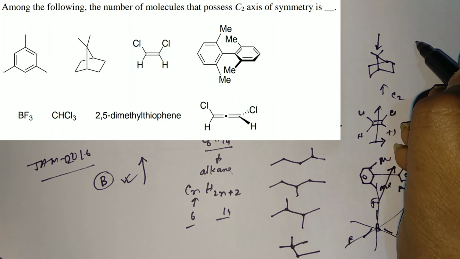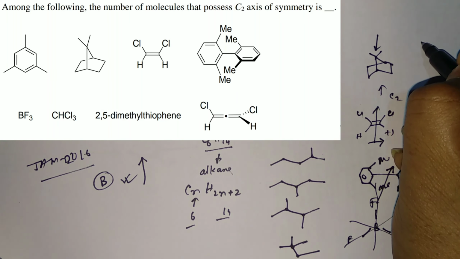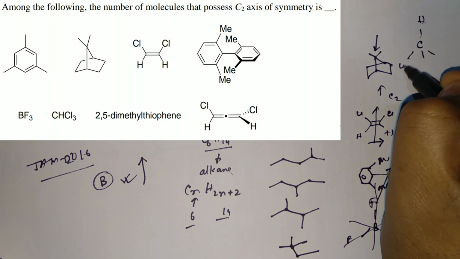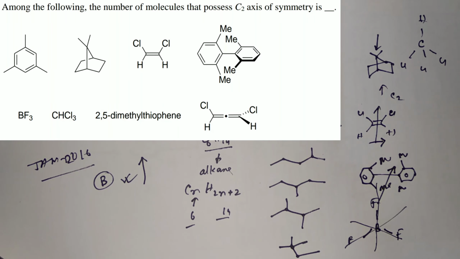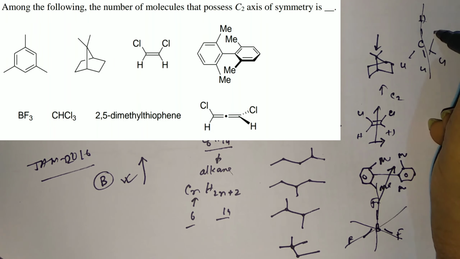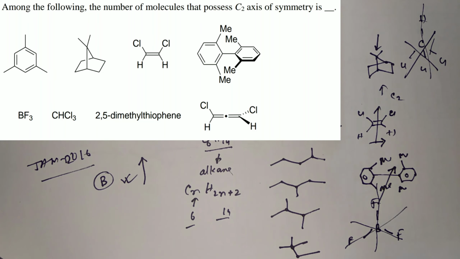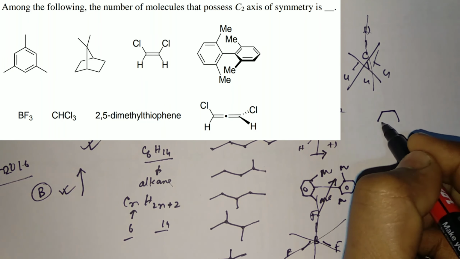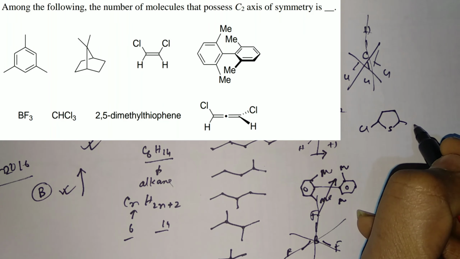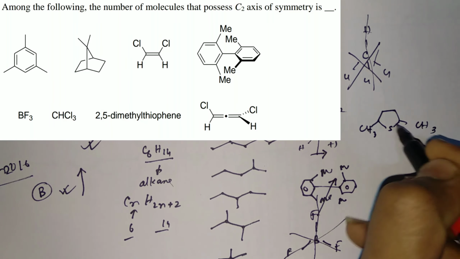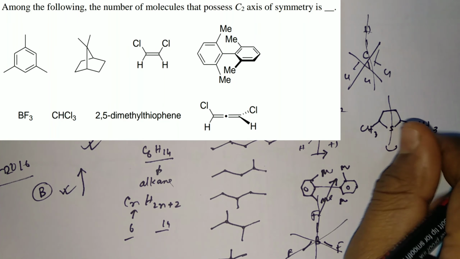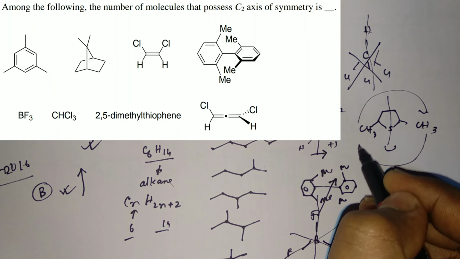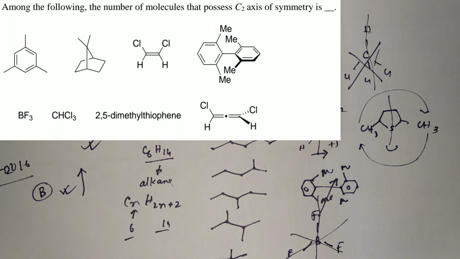Next, coming to systems like AlCl3, that is Al with Cl, Cl, Cl. Here no C2 is present, because C3 is present right here like this, but no C2 is present, so this will not have any C2 axis. Okay, so next, coming to another example, a system like this. Here also C2 is present. If you rotate like this, then this will go right here and this will come right here, and C2 is present right here.